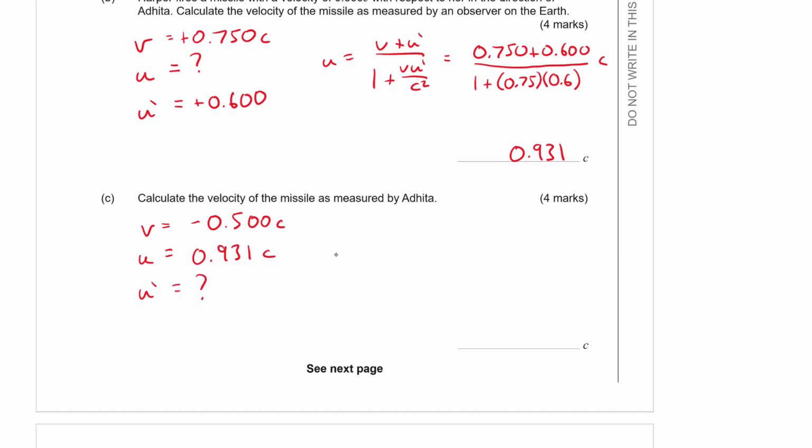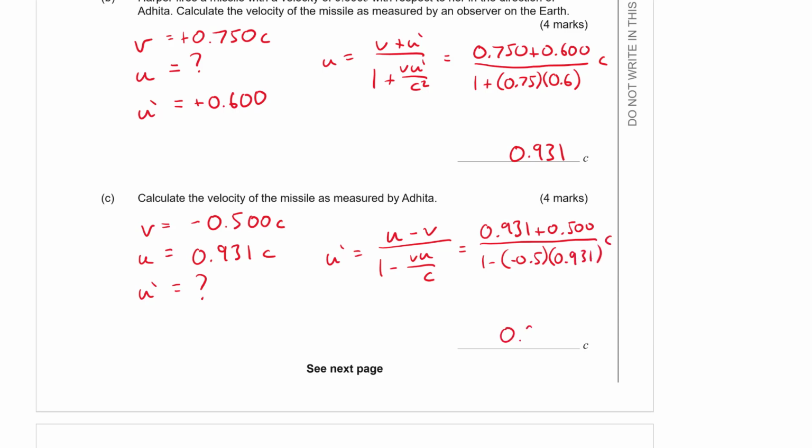So come over here and we just apply the same equation. And again, you could do this from a different bunch of perspectives, because you've got lots of details now, but this is the way that I just go about doing it anyway. 0.931 c, and if you do that, you should end up with 0.976 c, and there you go.